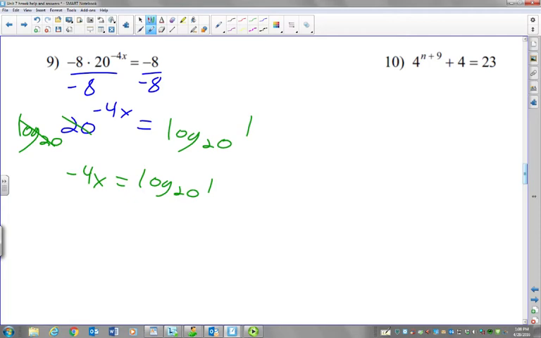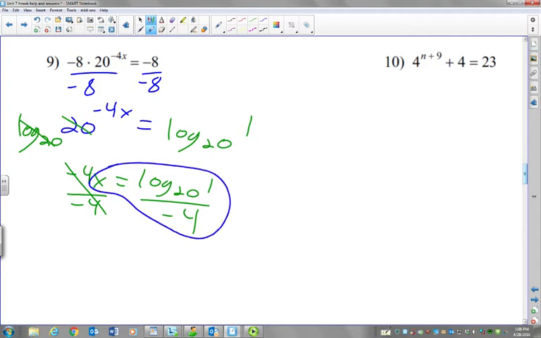But anyways, negative 4x, we need to solve for x. So we're just going to divide by negative 4 on both sides. So your answer is x is equal to log base 20 of 1 over negative 4. And if you plug that back in, that'll undo itself, and you'll get negative 8 equals negative 8.